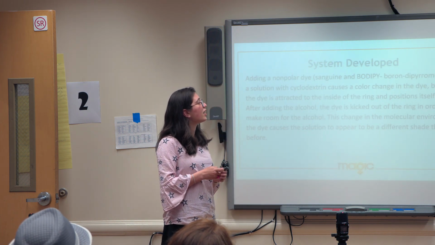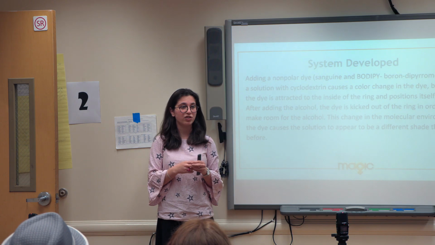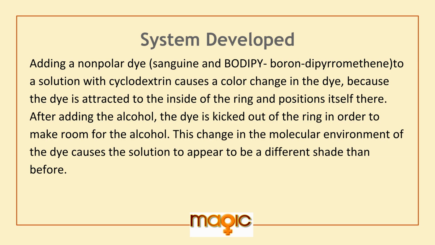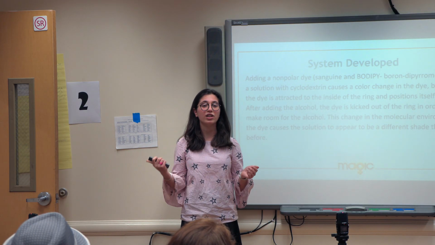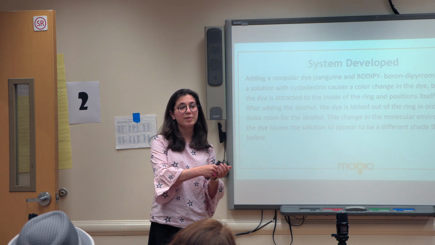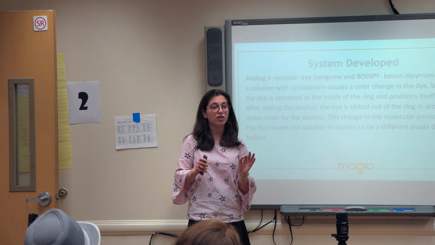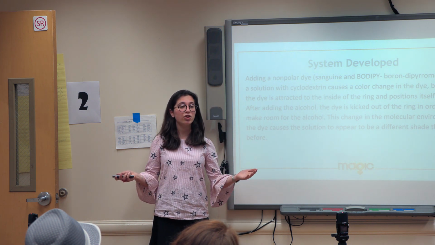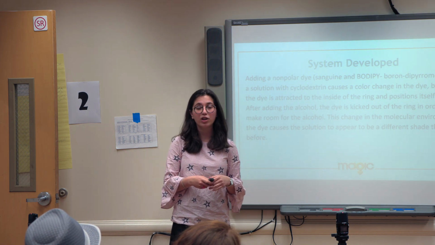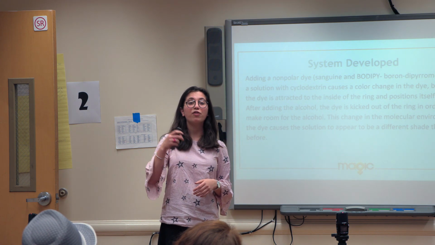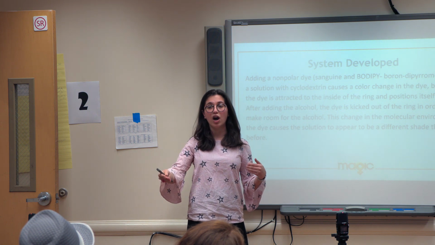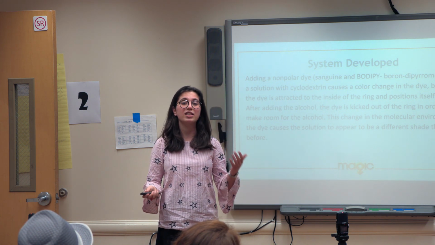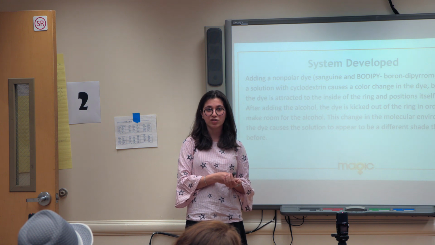So what happens is that the alcohol will move within the cyclodextrin. So the alcohol is sitting inside the cyclodextrin. When you add this nonpolar dye to the entire solution, the nonpolar dye, the BODIPY specifically, will try to kick the alcohol out of the cyclodextrin. So this causes a color change, not only because of the actual external environment surrounding the alcohol molecule and surrounding the entire solution, but primarily because the BODIPY dye is now going to interact with the sanguine, which is outside of the cyclodextrin. The reason this happens is because the BODIPY is much more attracted to the inside of the cyclodextrin than the sanguine.